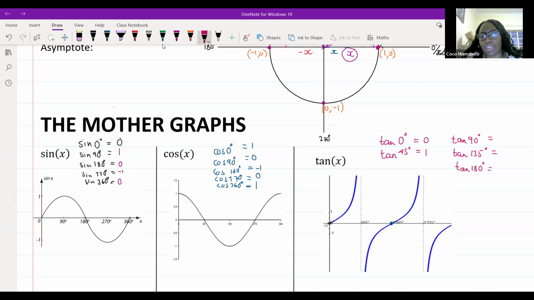What about tan of 90 degrees? It says error. Just say error. And it's supposed to say error. It's actually undefined, and we'll talk about why. Right, it's undefined. What about tan of 135? -1. -1, good. And tan of 180? 0. Excellent, 0. Okay, good.